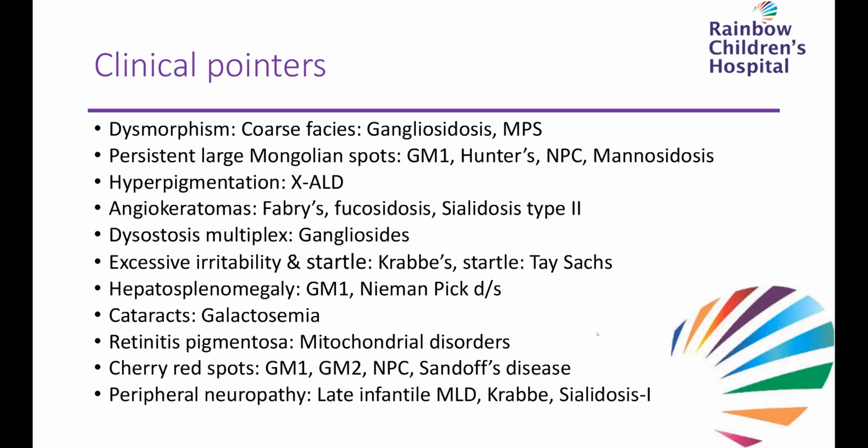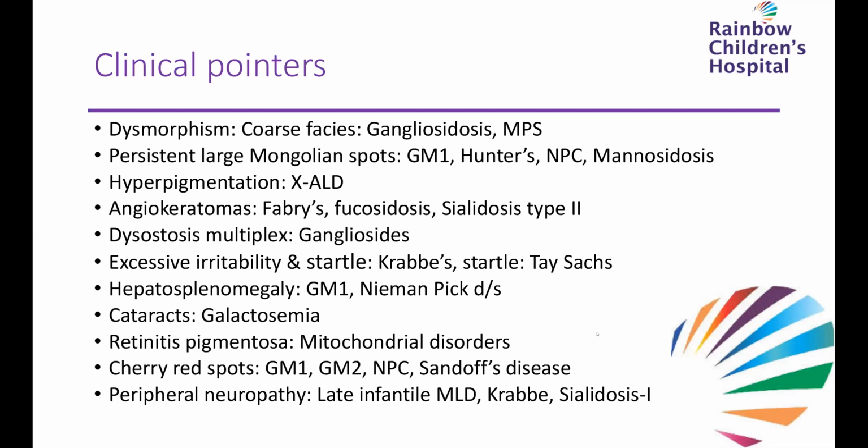So there are a few clinical pointers for these disorders, like dysmorphism with coarse facies can be seen in gangliosidosis, mucopolysaccharidosis. Persistent large Mongolian spots can be seen in GM1 gangliosidosis, Hunter's disorder, Niemann-Pick type C, and mannosidosis. Hyperpigmentation of the body along with hypoaldosteronism can be seen in X-linked ALD. Angiokeratomas are a feature of Fabry's, fucosidosis, sialidosis type 2.